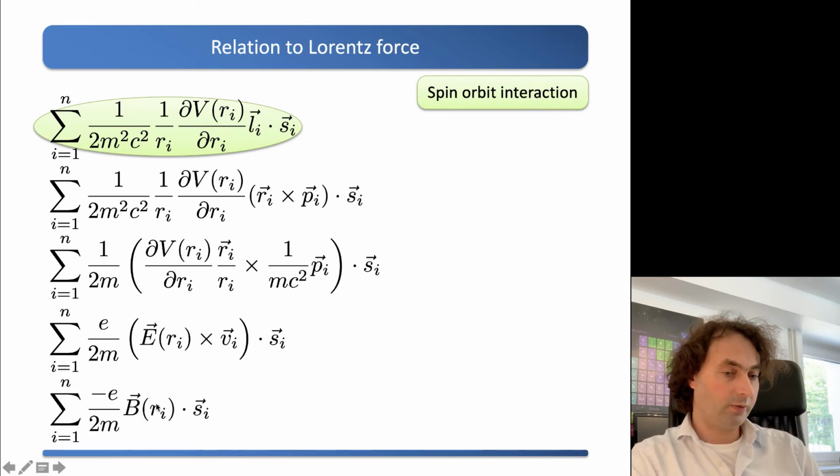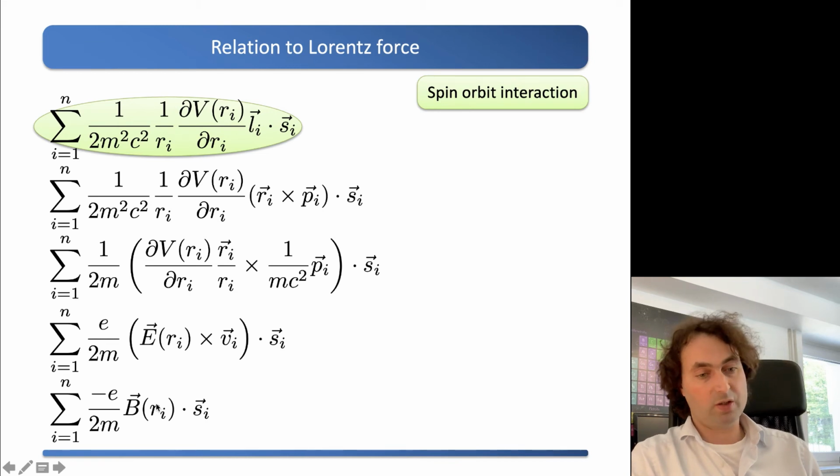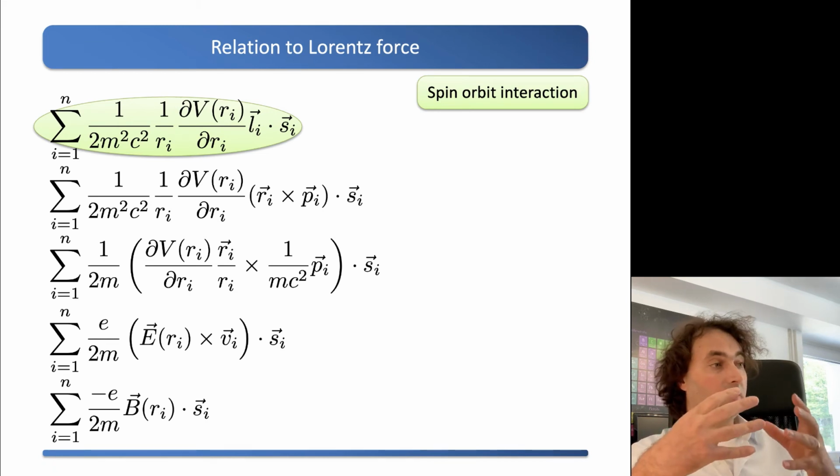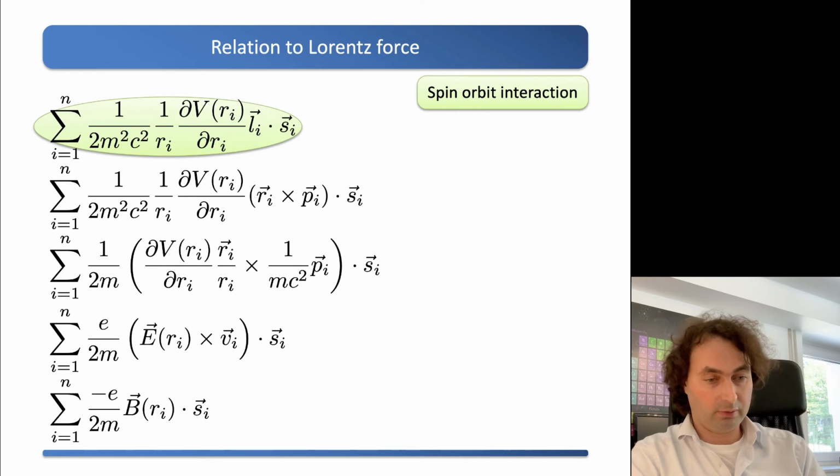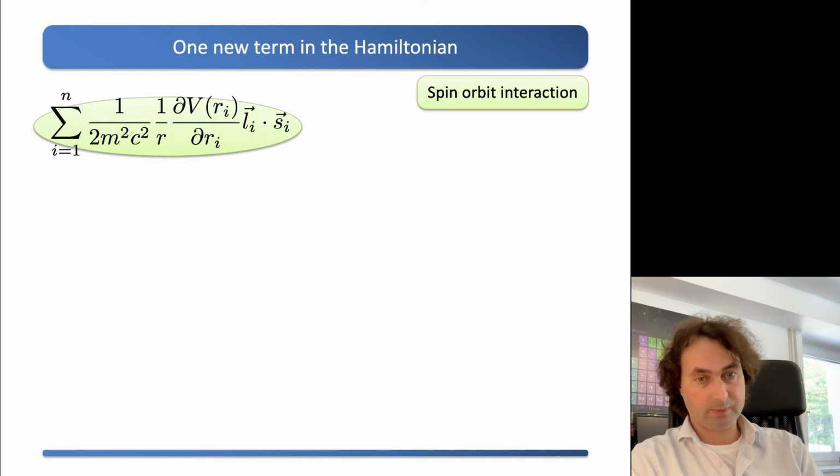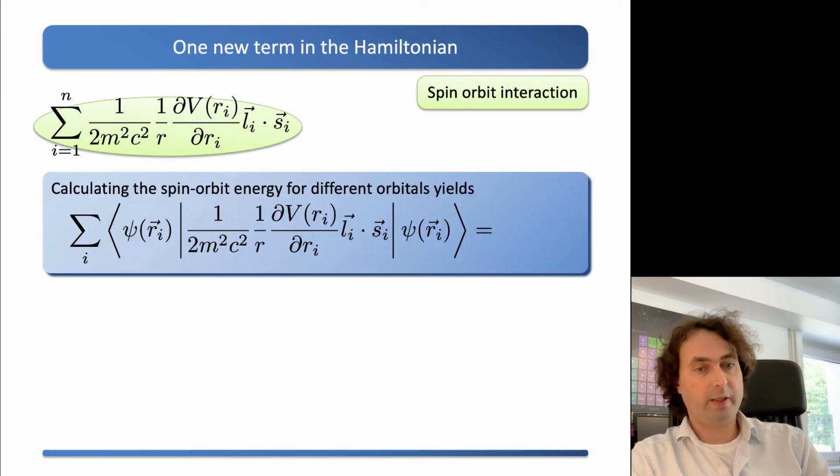and this is just the interaction of the spin with the magnetic field that is generated because the electron sees the nuclei rotating around it. It's just a change of reference frame where the electron now sees an effective magnetic field. And this is the Lorentz force that you have due to that magnetic field. So that's the new term that we have in our Hamiltonian.